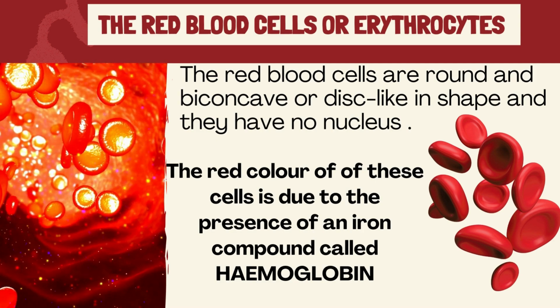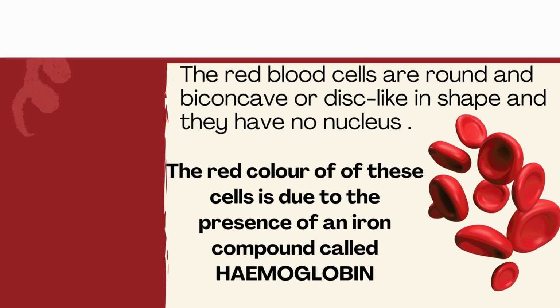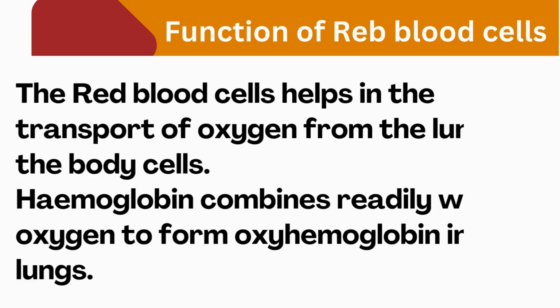The red blood cells are mainly produced by the bone marrow, and the red color of the cell is due to the presence of an iron compound called hemoglobin. The function of red blood cell. The pigment hemoglobin in the red blood cell helps it to transport oxygen from the lungs to the cell body. When hemoglobin combines with oxygen, it forms another compound called oxyhemoglobin in the lungs. Now let's look at white blood cell.